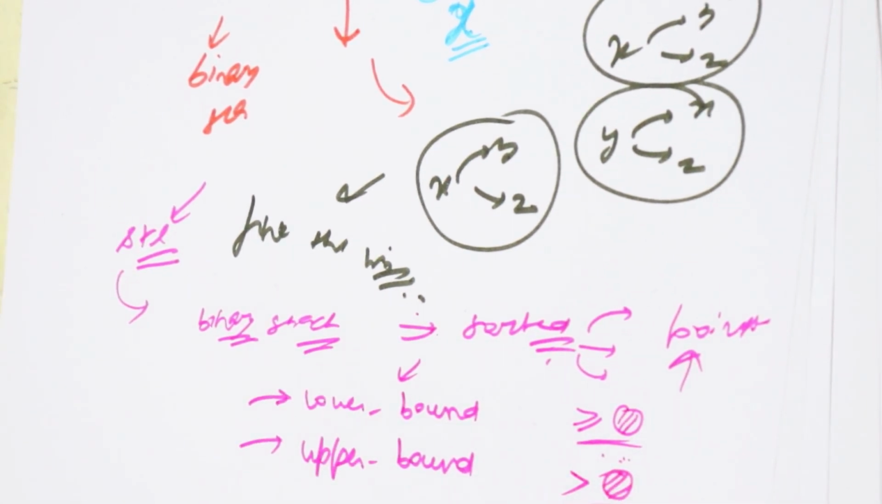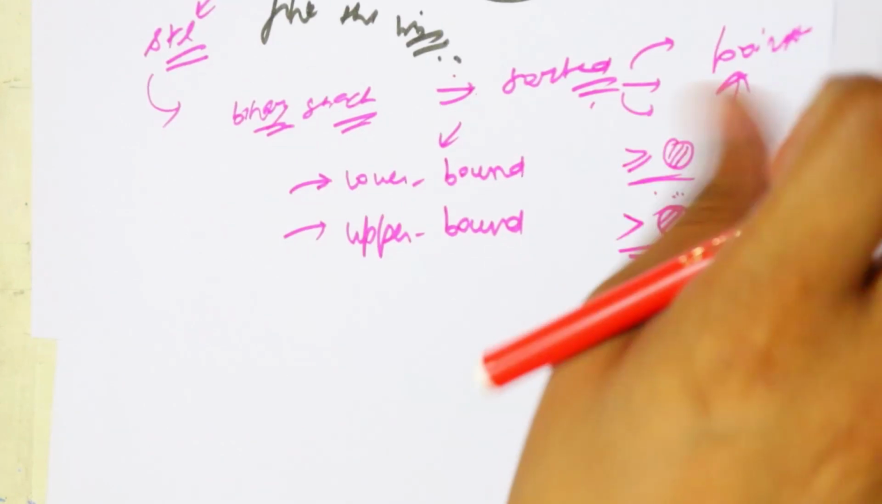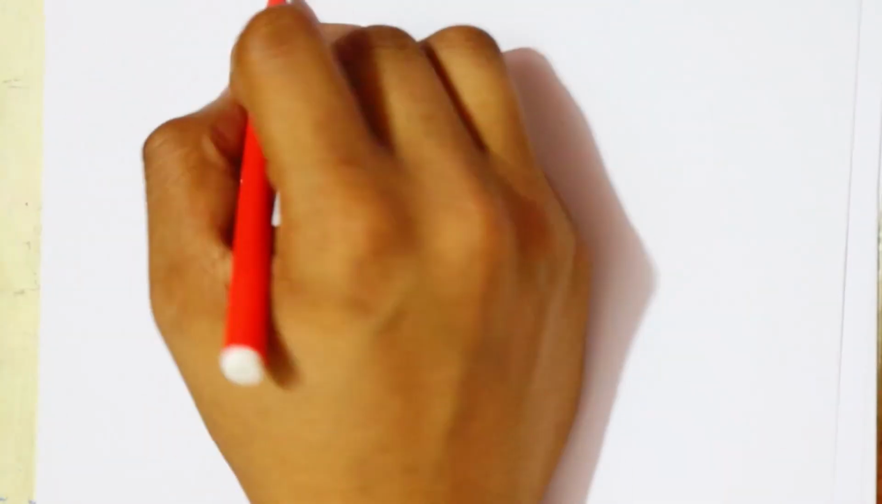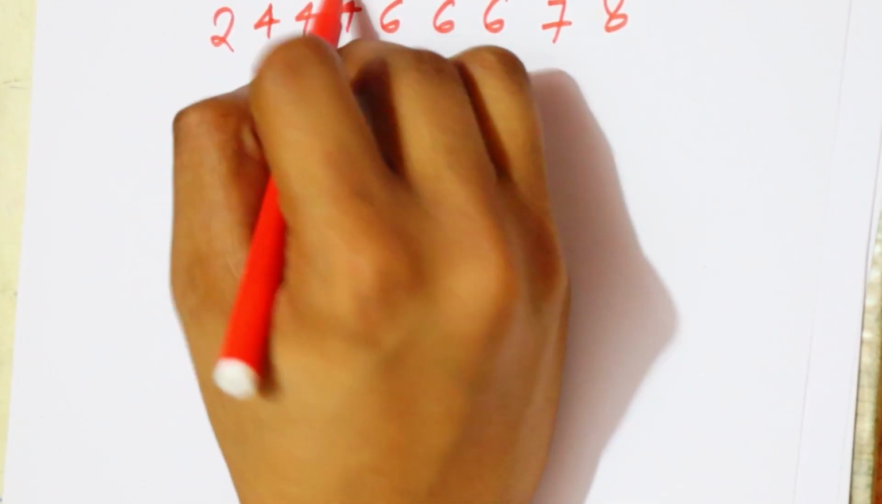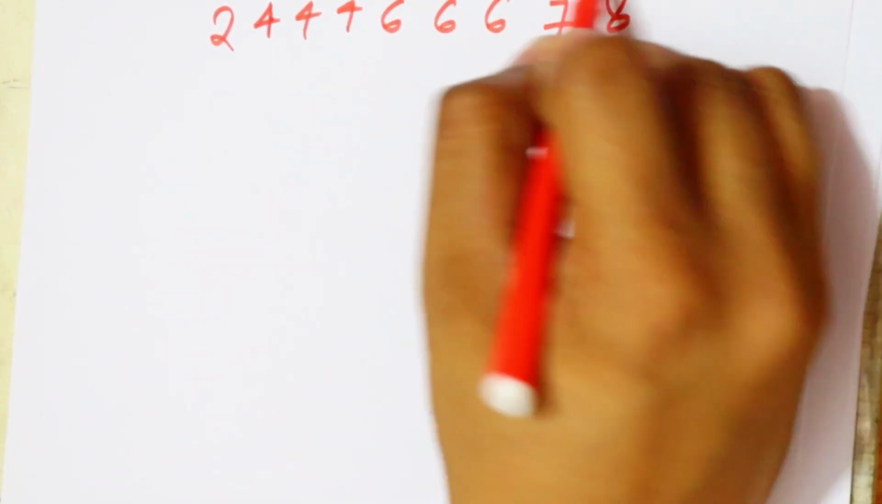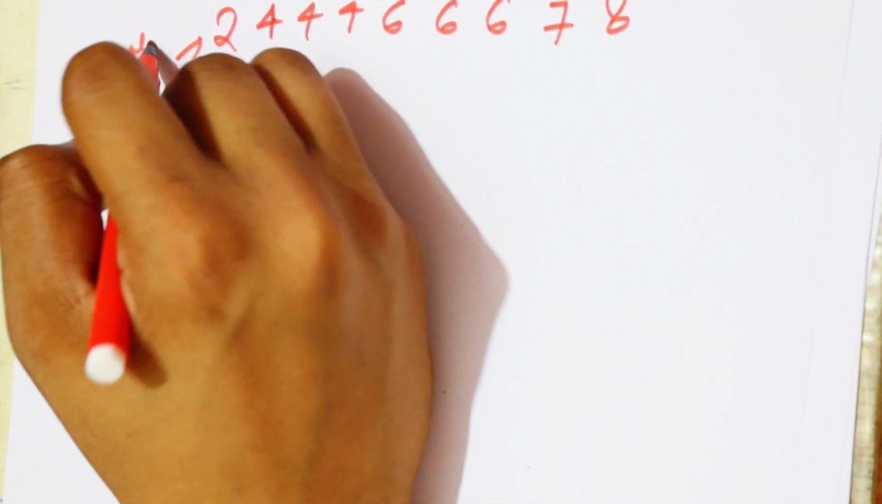Now you will say, Aryan, what was this upper bound, lower bound, equal to? So actually, wait a minute, let's take another page. Okay, I'm having another page now. Suppose I have 2 4 4 6 6 6 and this and 8, with indexes 0 1 2 3 4 5 6 7 and 8. So these are the indexes and these are the values.